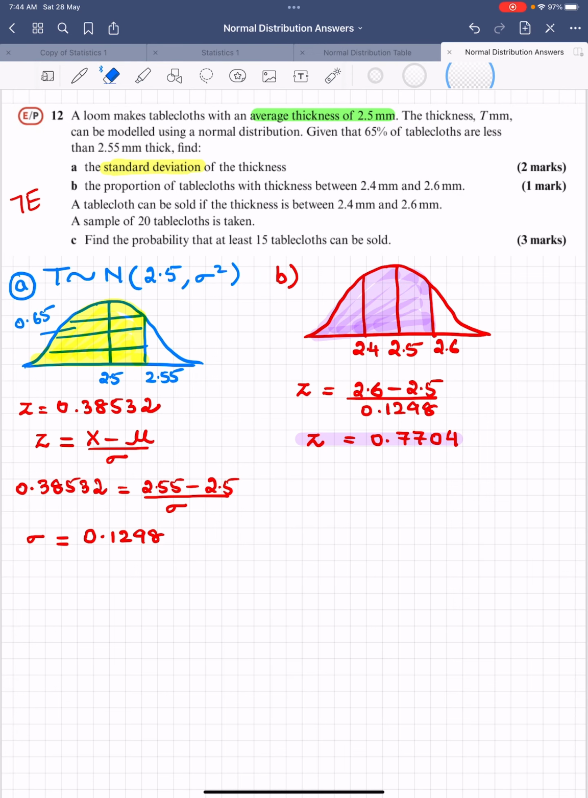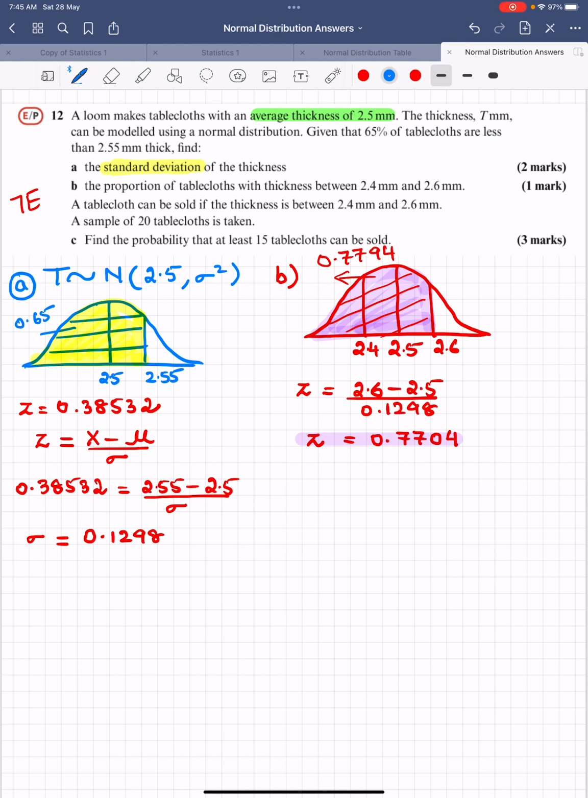So the probability of this part, all of it, is 0.7794. Now if we understand that from the mean up till the left tail the probability is 0.5, we can find the probability of this area by subtracting 0.5 from 0.7794. So we will do that.